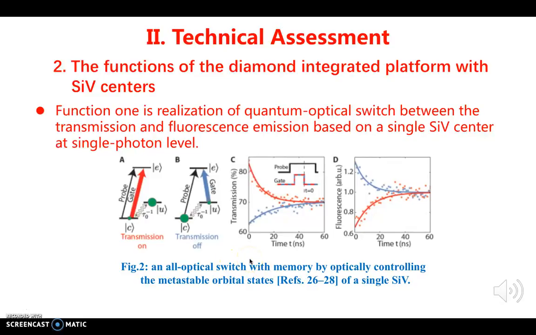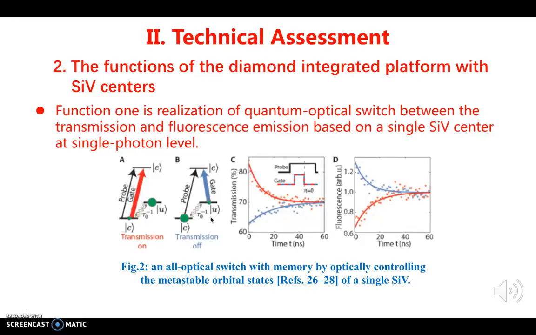We can see they made an all-optical switch with memory by optically controlling the metastable orbital state of a single silicon vacancy in Figure 2. The energy level structure and the preparation method of the initial state are very similar to the NV center. Use a gate pulse to choose state C or state U as the initial state.